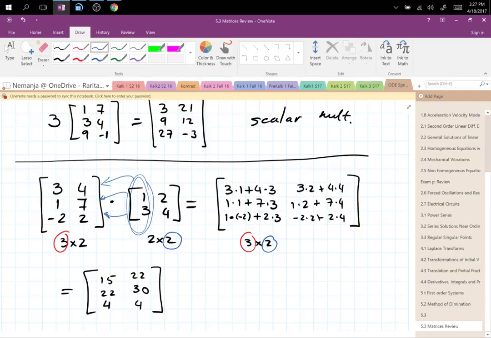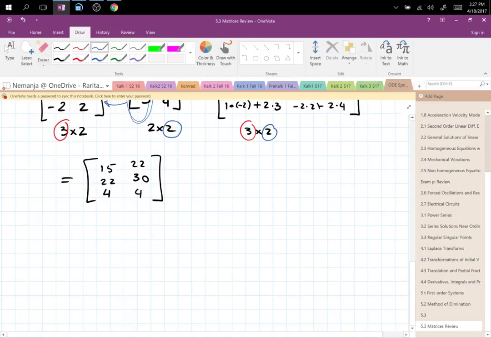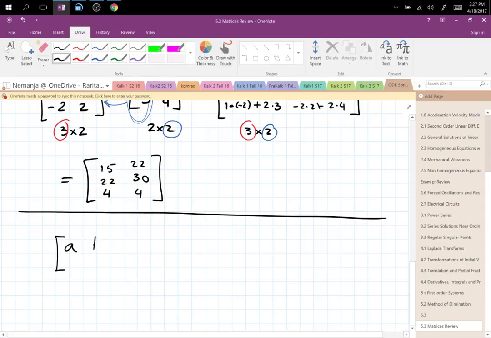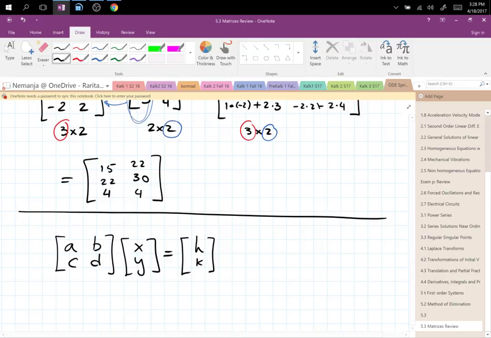So matrix multiplication is important because we can now represent systems through matrix multiplication. Look at this. A, B, C, D times X, Y is equal to H, K, whatever. Look at that. This is the way to represent the system.